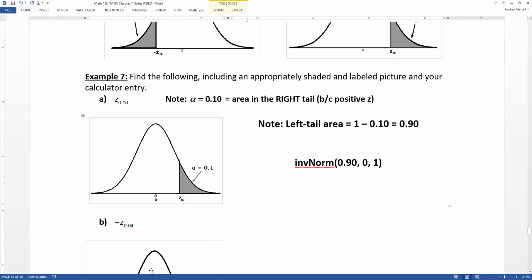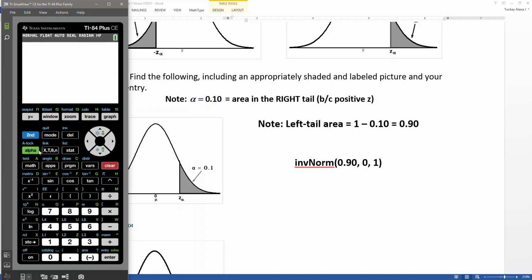All right, so let me grab the calculator. Go to second distribution. Inverse norm is number 3. All right, so I'm going to put 0.90, 0, 1. Now I have the newest operating system, which actually gives me an option here for this one. But most calculators still only have the left option. It doesn't even have a tail. It just says area, mu, sigma. So if it does, then you assume you're on the left side and you'll paste and it'll say the word left and you press enter.